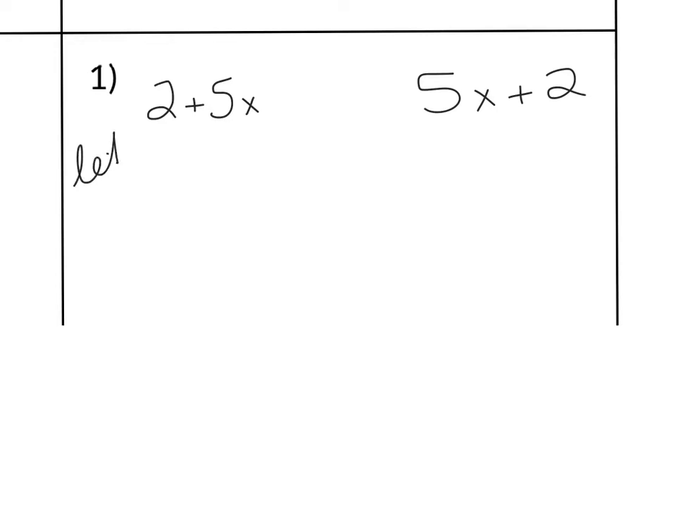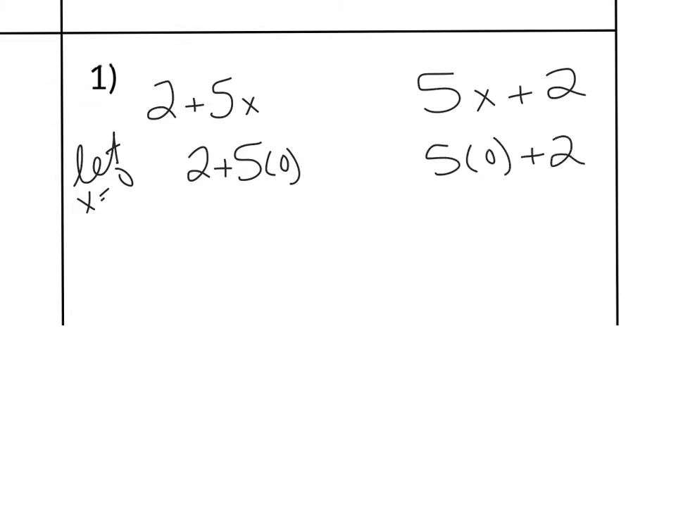So for example, number 1, let's say we have 2 expressions. So if we had 2 plus 5x, and we had separately 5x plus 2. If we want to figure out if these are equivalent expressions, we can always plug in an x value. So let's let x equal 0. When we plug it in, if we get the same value for each, that means they're equivalent. And this should work for every single x value.